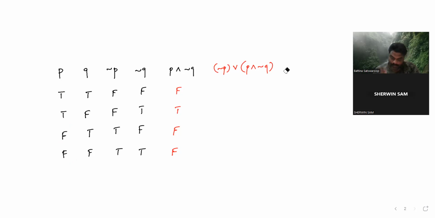Negation of P, this is false. Or this thing false. So false or false, what will you get? Both are false means in OR operation you will get false. False or true you will get true. True or false you will get true. True or false also you will get true. Correct, sir? OR operation, you will get false only if both are false. Otherwise you won't get.